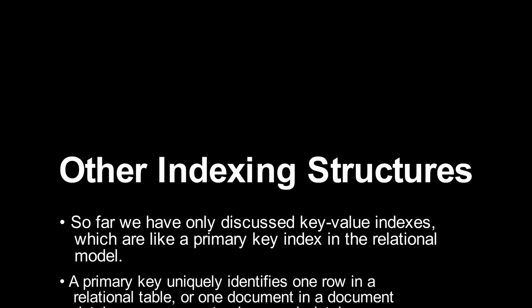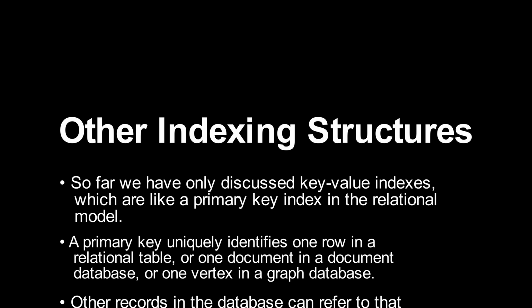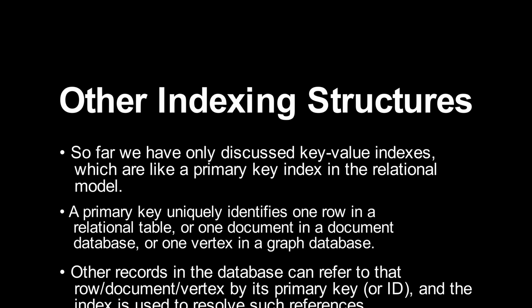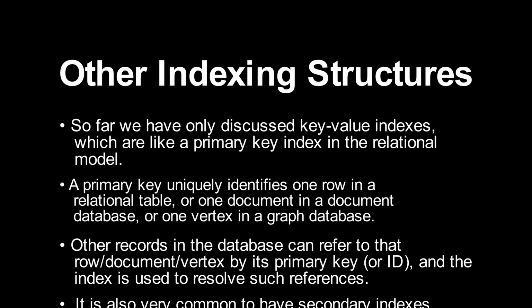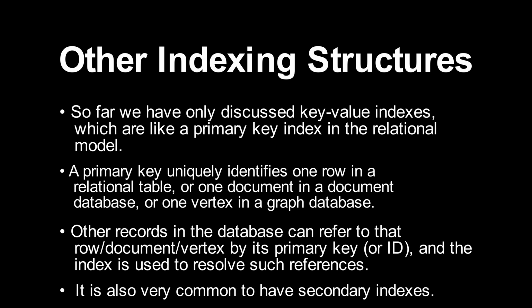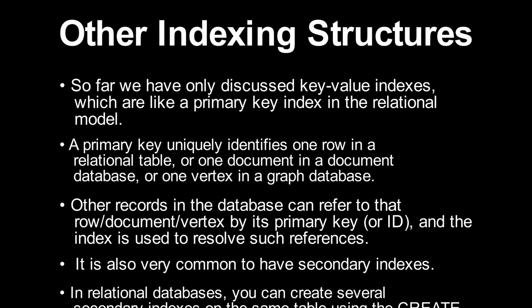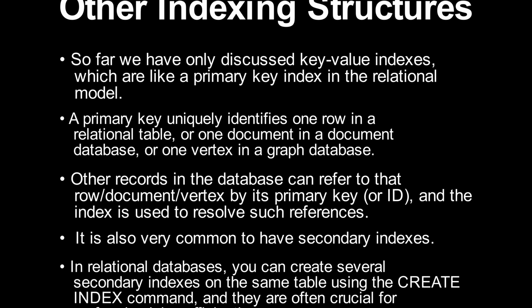So far we have only discussed key-value indexes, which are like a primary key index in the relational model. A primary key uniquely identifies one row in a relational table, or one document in a document database, or one vertex in a graph database. Other records in the database can refer to that row/document/vertex by its primary key or ID, and the index is used to resolve such references.